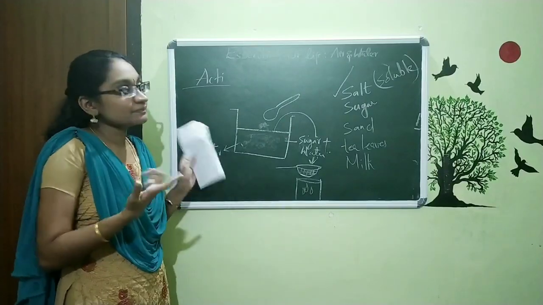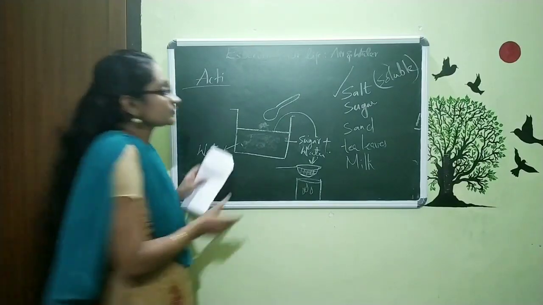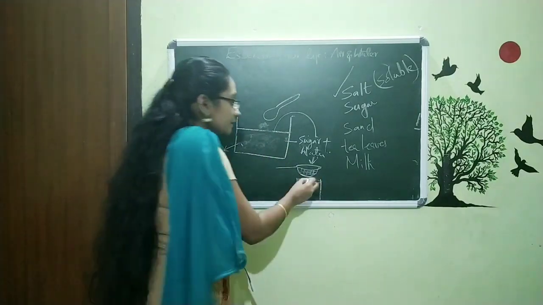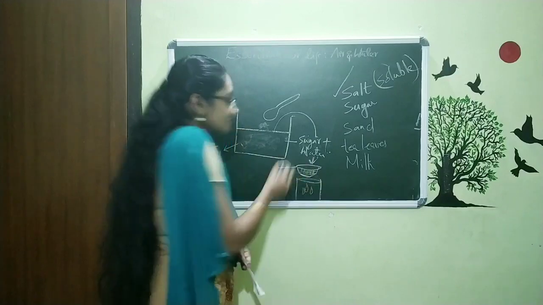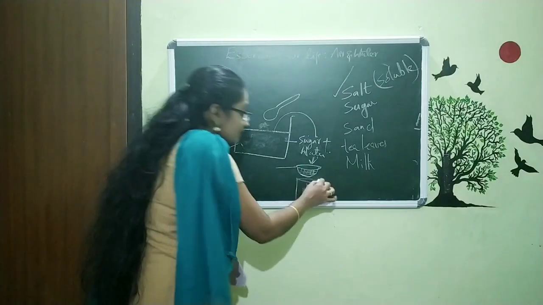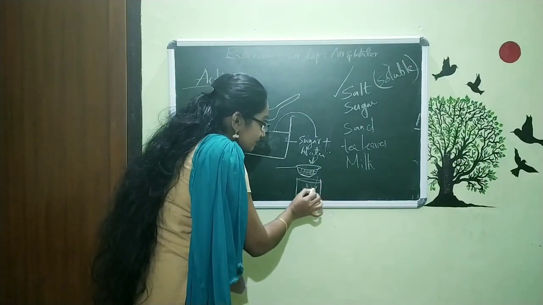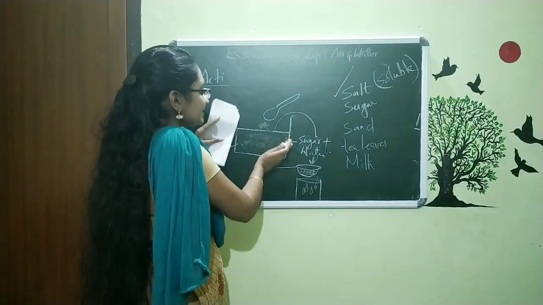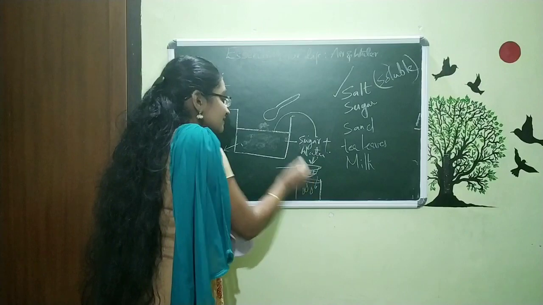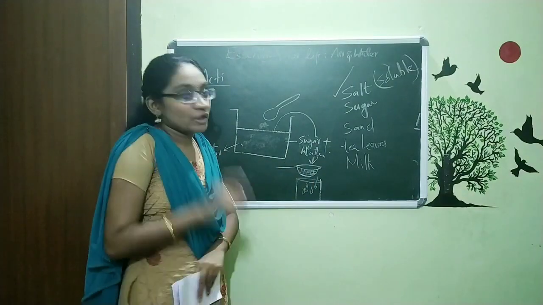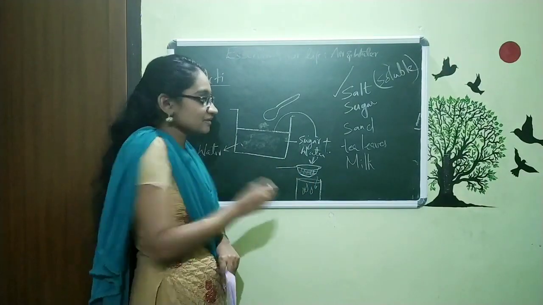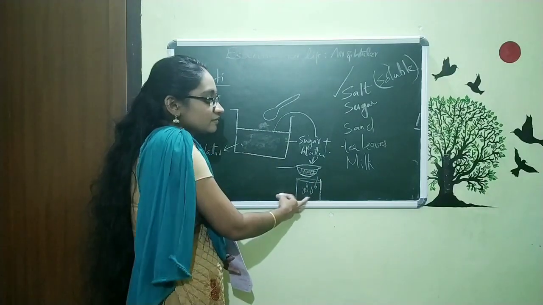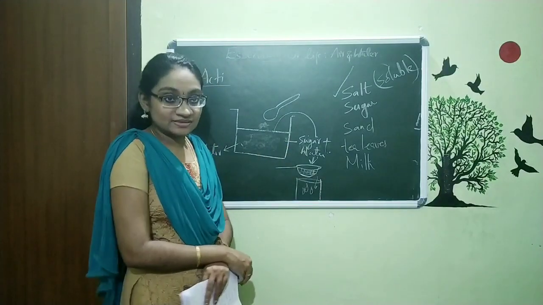Now again I am repeating the same thing. I want to pour this water on this strainer and check whether the sugar is left on the strainer or the sugar solution collects in this glass. I take this beaker and pour this water on the strainer, and what you can see is that nothing is left on the strainer. All this water is getting collected in this glass.